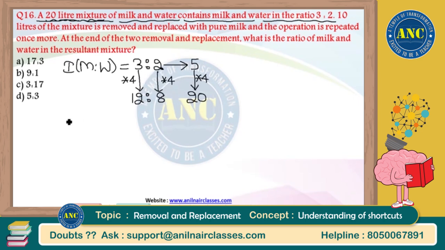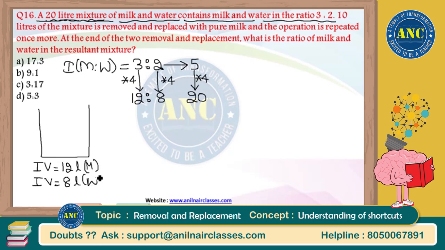That means, in simple language, there is a vessel. Every time they were giving the initial volume of milk. Now I know milk has 12 liters initially. I also know the initial volume of water as 8 liters. Both of them I know, right? In this question I know both, how much milk is present initially and how much water is present initially. How did I come to know both? Because they have given the initial ratio as 3:2.